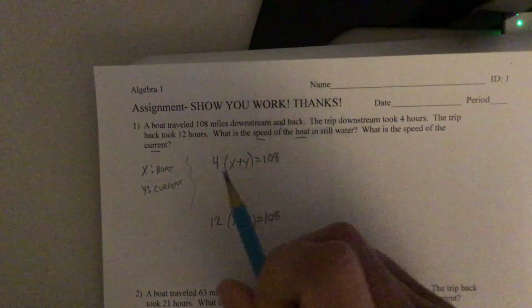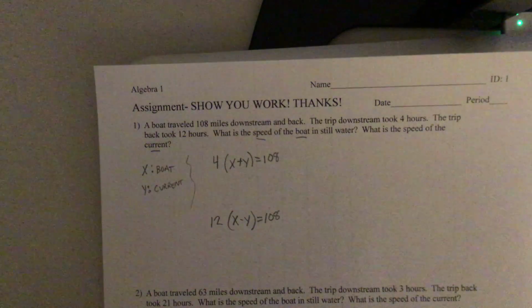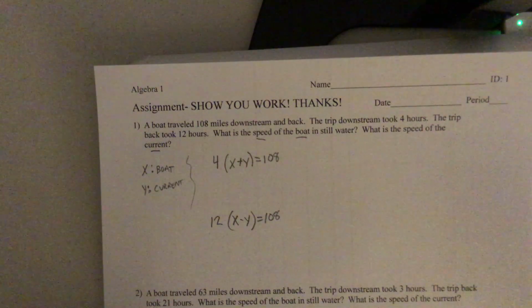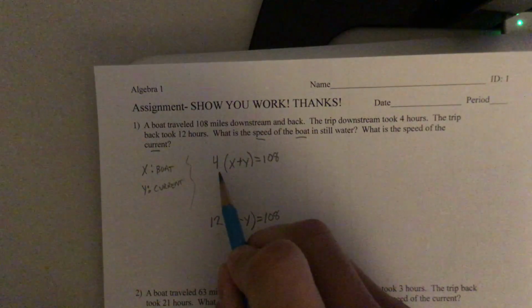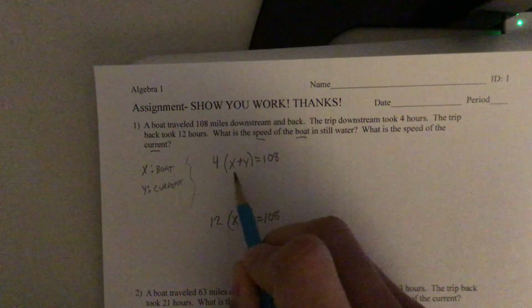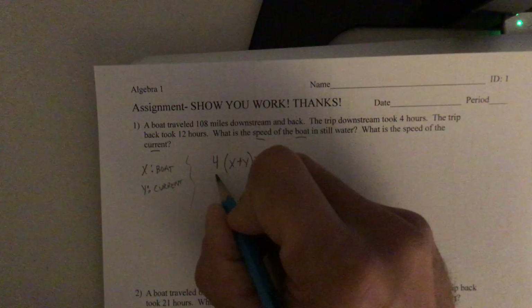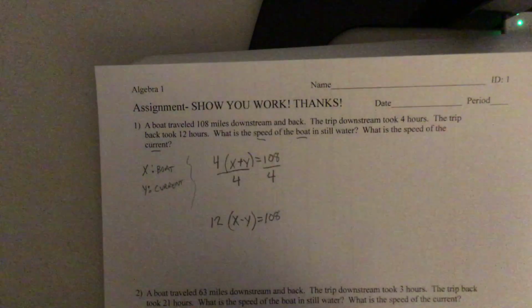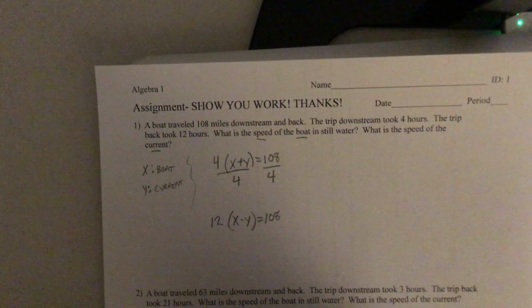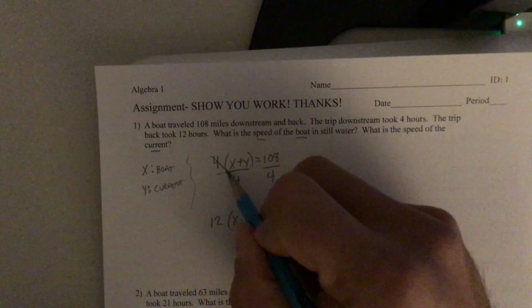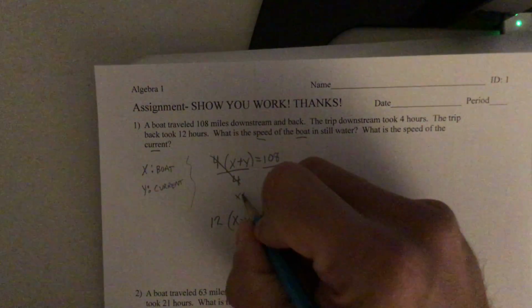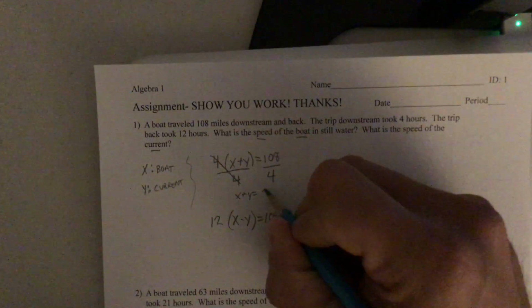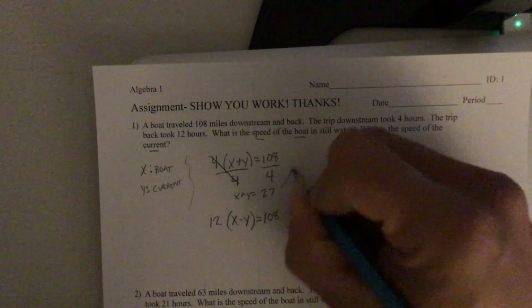You could distribute the 4. You could distribute the 12. It's not wrong, but I also want to show you an easier method. Okay. What I'm actually going to do is divide both sides by 4. Okay. The way these are set up, guys and gals, it's going to work out pretty nicely. Okay. Hey, the 4's cancel. Good. We're left with X plus Y equals 108 divided by 4. Hey, that's 27.